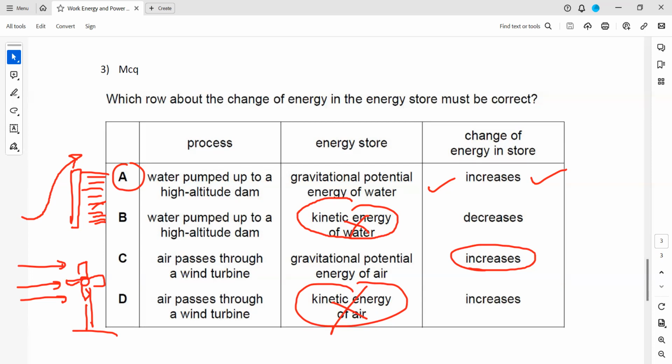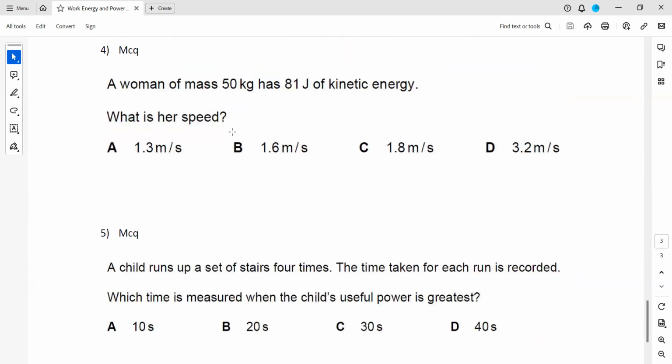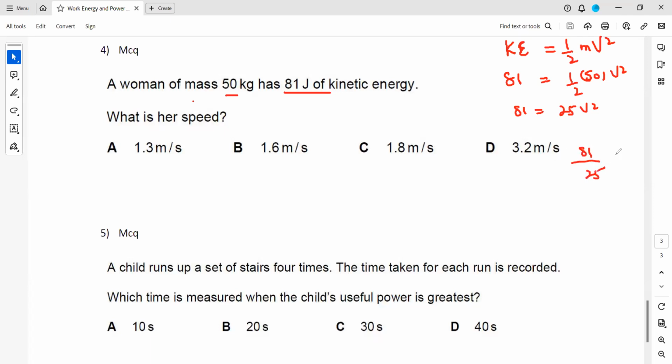Moving on to the next question. In question 4, a woman of mass 50 kilogram has the kinetic energy of 81 joules. What is her speed? So how to work out the speed? We have the formula. The kinetic energy is equal to half mv squared. The kinetic energy is 81, half the mass of the woman is 50, and speed v squared. When we simplify, 81 is equal to 25 v squared. So this will be 81 divided by 25 is equal to v squared.